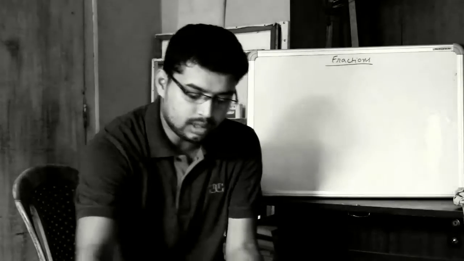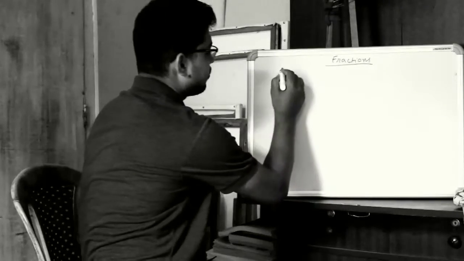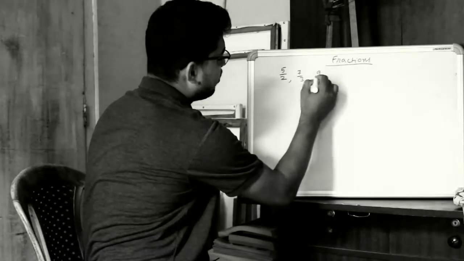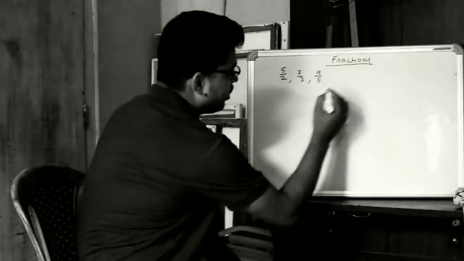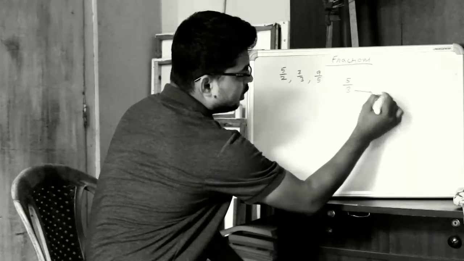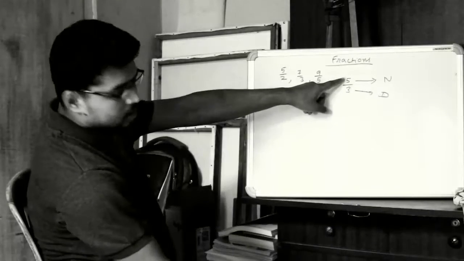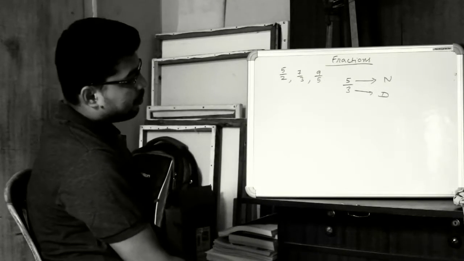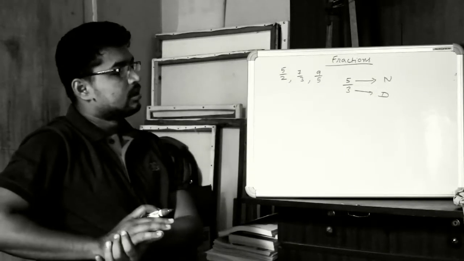Now we have to know the examples of fractions. Examples of fractions are 5 by 2, 7 by 3, 9 by 5, etc. This is called a fraction. In 5 by 3, this is called the denominator and this is called the numerator. The upside is the numerator, the downside is the denominator. Now we can classify the like term.